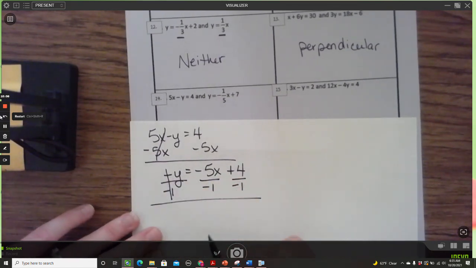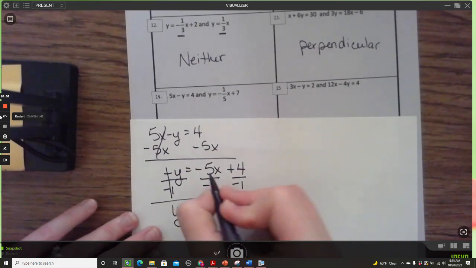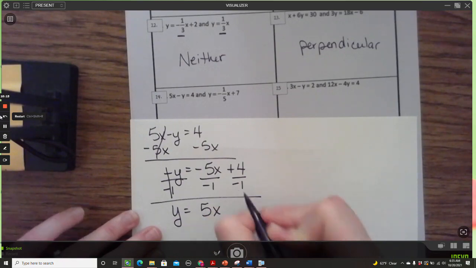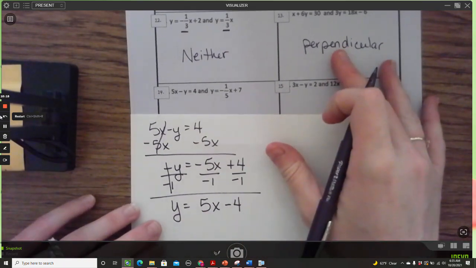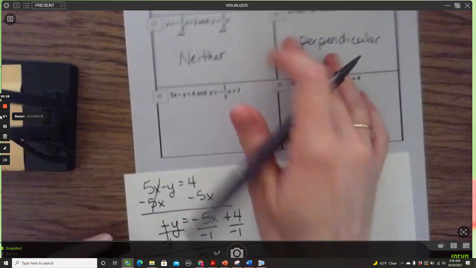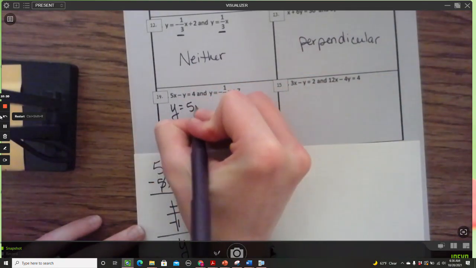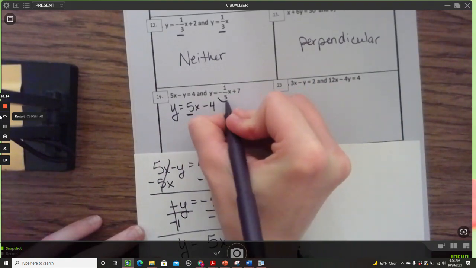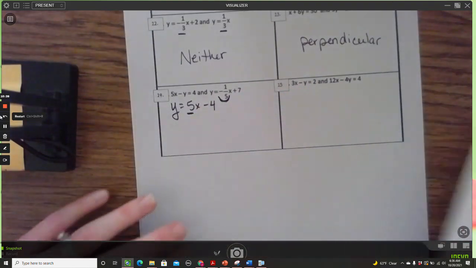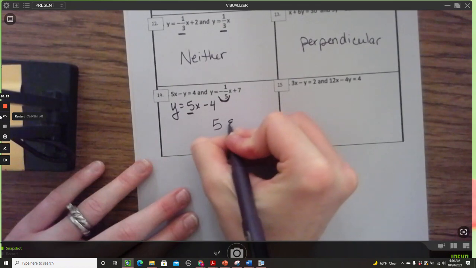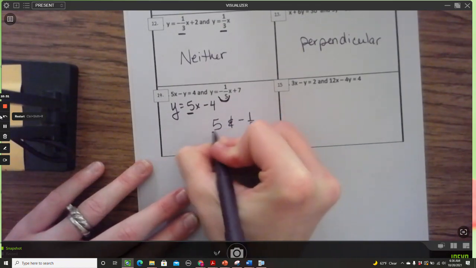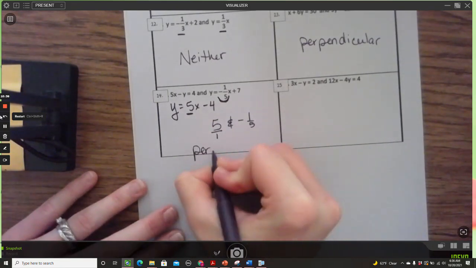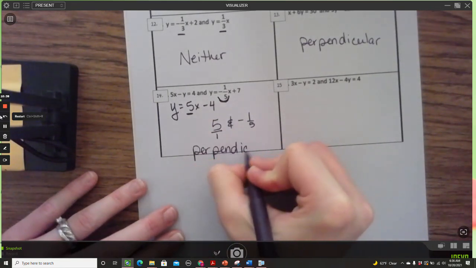So that cancels out that negative, and I'm left with just a y. Negative 5 divided by negative 1 is a positive 5. 4 divided by negative 1 is a negative 4. So here we've got y equals 5x minus 4, so I have a slope of 5. And then here I've got a slope of negative 1/5, 5 and negative 1/5, so again 5 over 1. Negative reciprocals, so these are perpendicular lines.